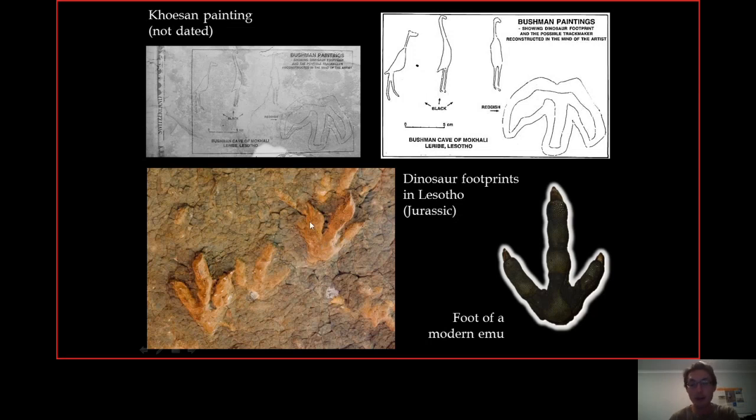Also, if you are very observant, you can compare these dinosaur footprints to the actual foot of a modern bird, like an emu, and you will see that the foot of an emu perfectly matches the footprint of the dinosaurs. They have the same type of foot with 3 big fingers, the middle finger being the biggest of all. So that's no chance. It's because birds are directly descended from dinosaurs.